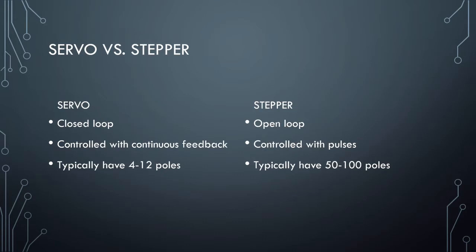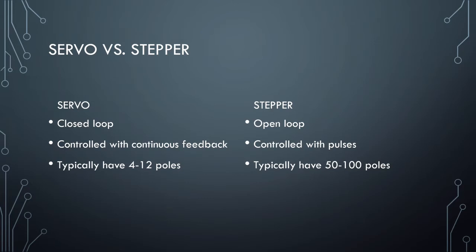We talked extensively about the closed loop that a servo has, whereas a stepper has an open loop system. The servo loop is controlled with continuous feedback. It uses that closed loop system as part of its control, whereas a stepper motor is controlled with pulses. So again, it's just pulsing to send the motor to a certain point.